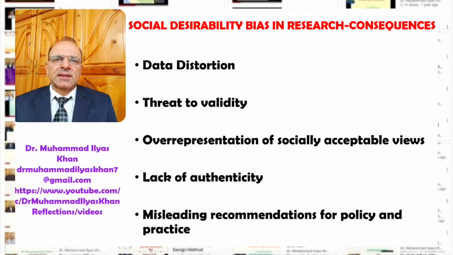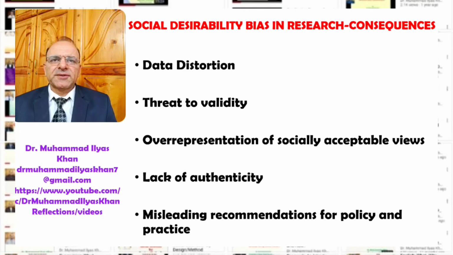Again, in some cases the researchers might get accurate data, but they can emphasize the data in the set that they have collected that is more acceptable socially, or that is representative of the socially more acceptable views. So over-representation of that kind of data in our research could also lead to social desirability bias.